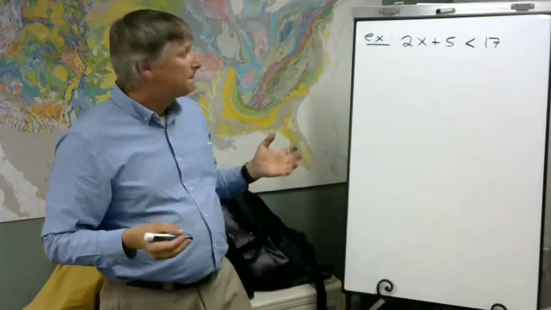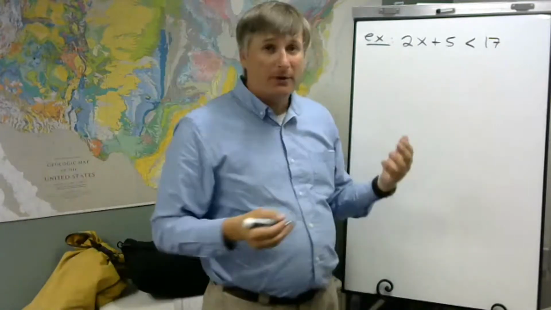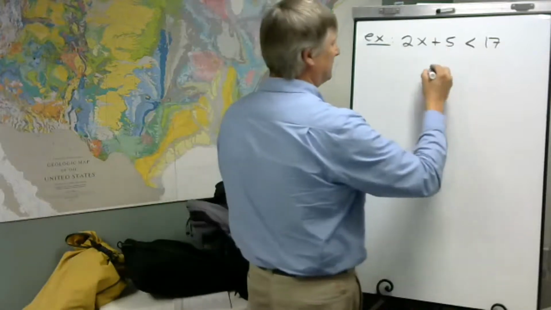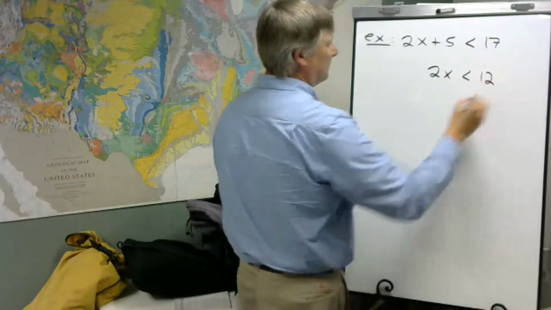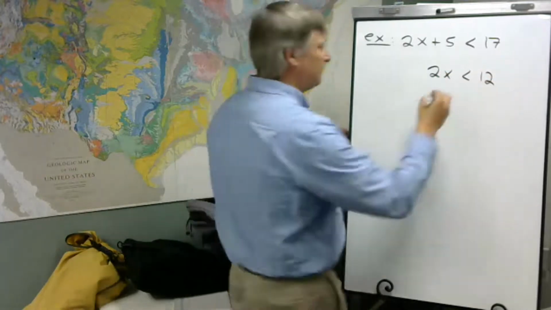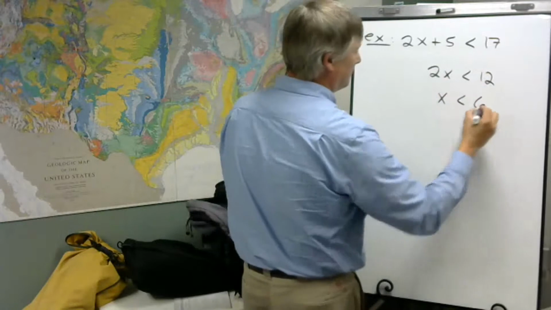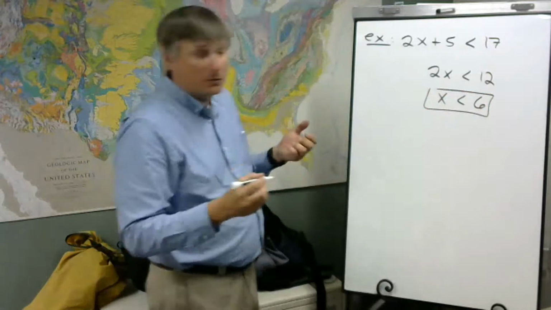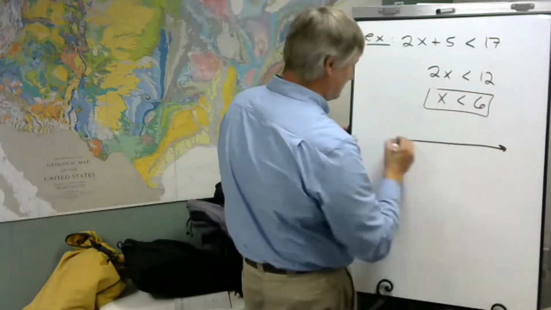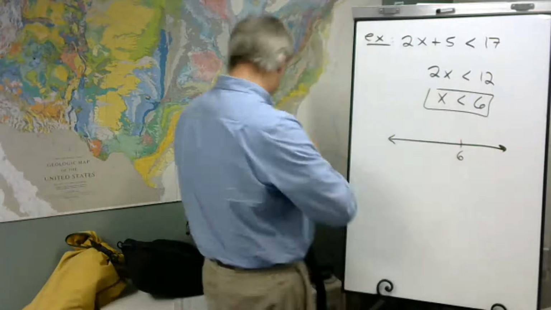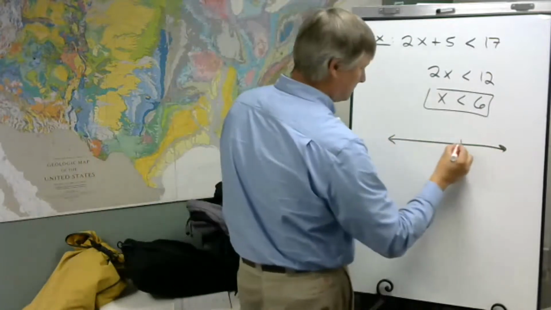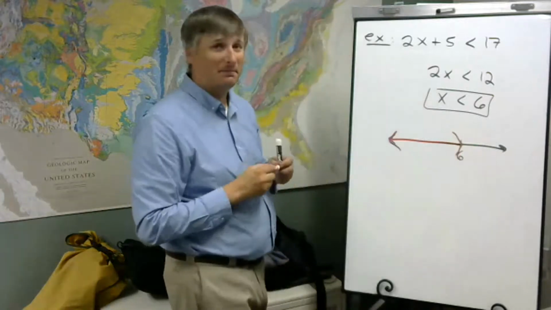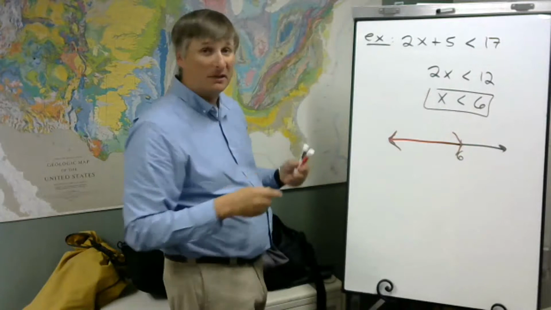So again, what we're going to do, we're going to solve for x just like we would with an equation. Subtract 5 from both sides. Divide both sides by positive 2. So we get x is less than 6. And if you were to graph this, it's going to look like that. All right, let's try another one.